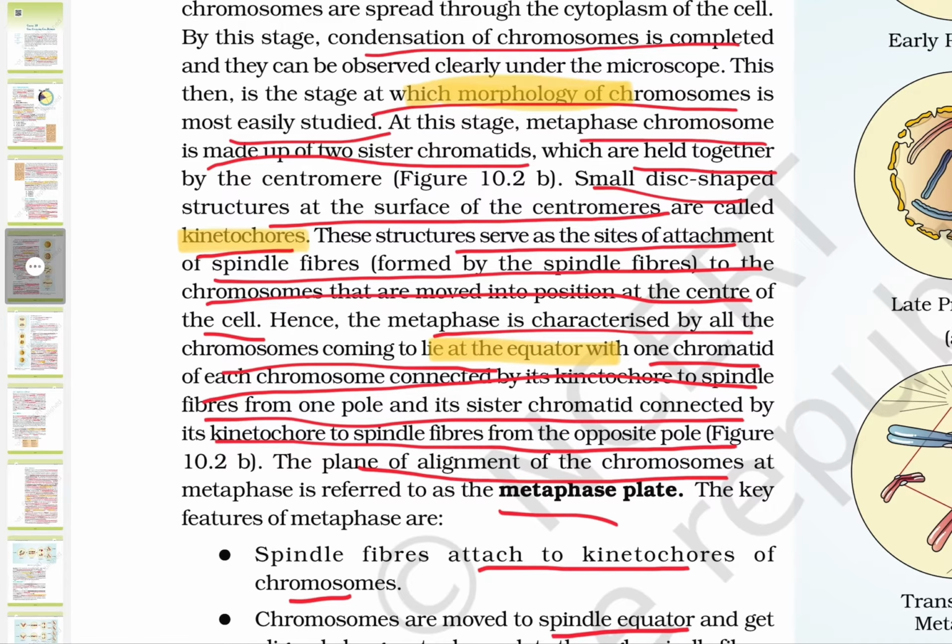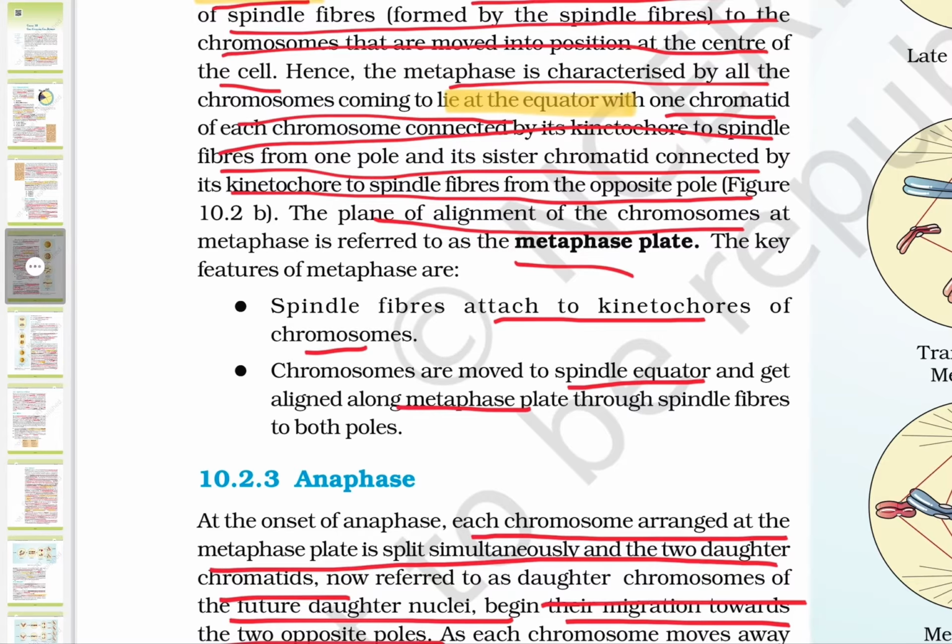Metaphase में chromosomes they lie at, they come and form a metaphasic plate. Metaphasic plate क्या है कि the alignment of the chromosomes at the metaphase is referred to as metaphase plate.